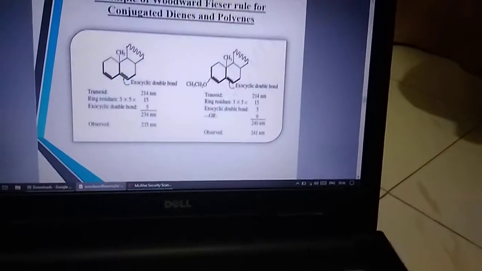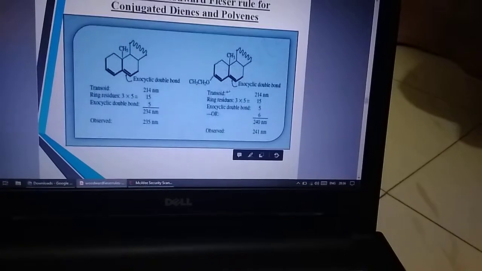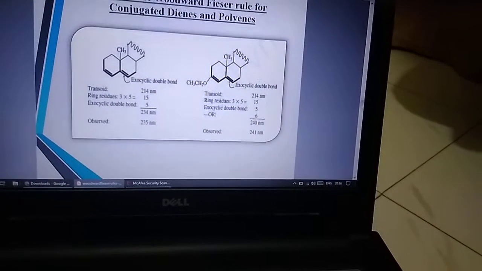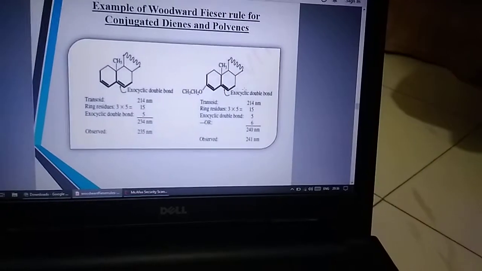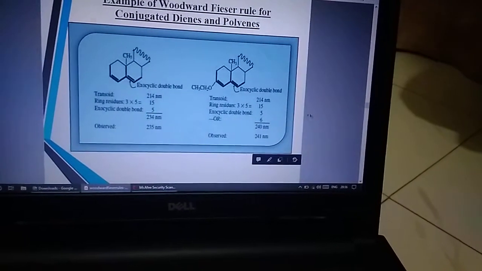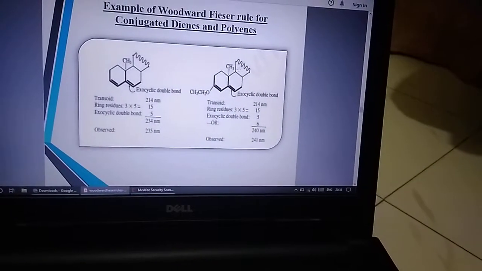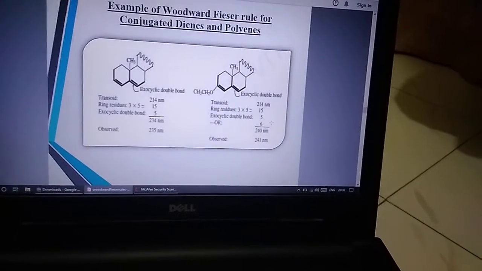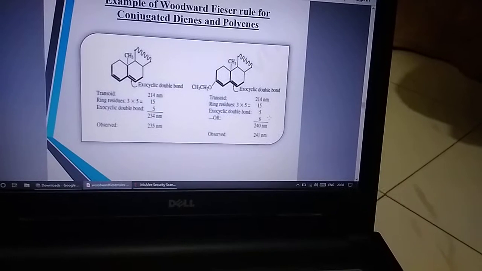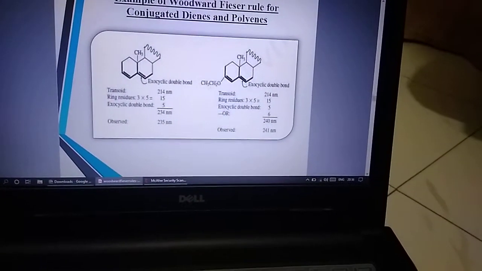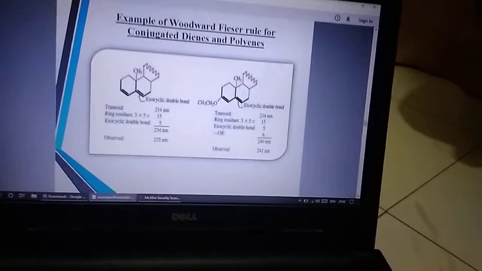And this is another example. In this case the base value is transoid, that is 240 nanometers. This is also a heteroannular conjugated diene, and the total ring residues are 3 into 5 as in the previous compound, plus an exocyclic double bond. But along with that it also has another alkoxy group, that is OR, that is OCH2CH3, and that contributes 6.